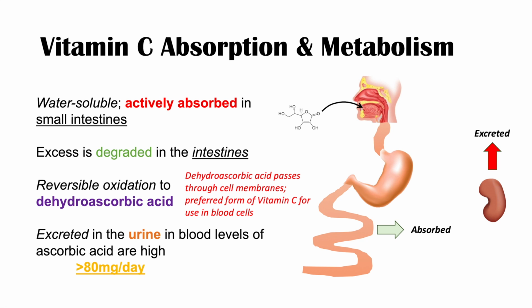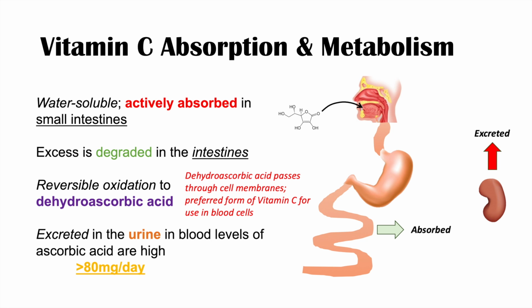So this is the basic process of vitamin C absorption and metabolism. Vitamin C is actively absorbed in the small intestines. If it's not absorbed, it gets degraded in the intestines. There is a threshold of blood levels of ascorbic acid. Generally, they say around greater than 80 milligrams per day of ascorbic acid is going to hit that threshold. And once you pass that threshold, you're essentially going to excrete whatever is past that threshold out in the urine. So that is the general process of vitamin C absorption, metabolism, and distribution within our body.